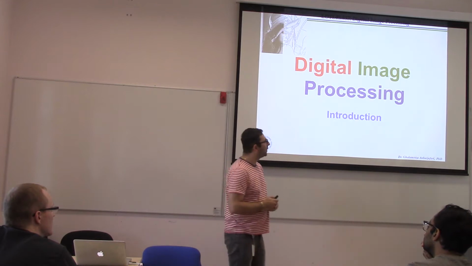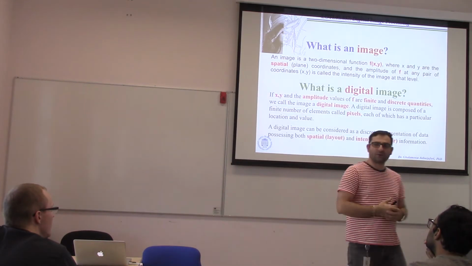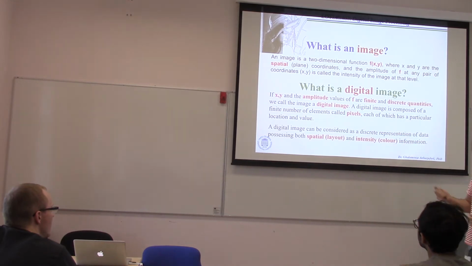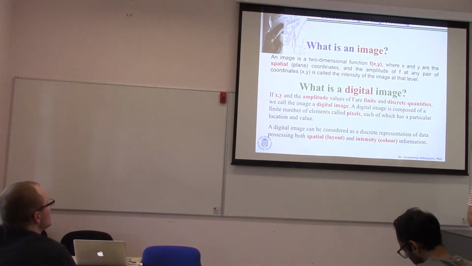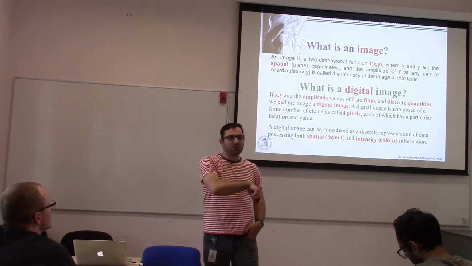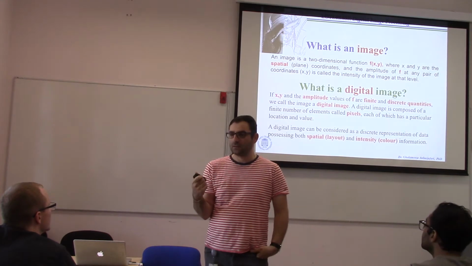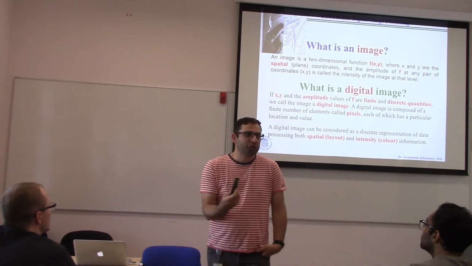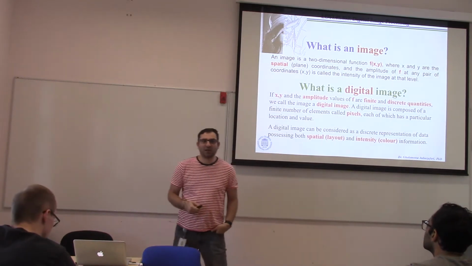One of the first things that we want to define is the definition of image and the definition of digital image. The reason we want to define them is because this course is called digital image processing. So, what is an image? In general, you don't need to look at the definition from Wikipedia. What is an image? A picture. And mathematically speaking, it's actually a function.